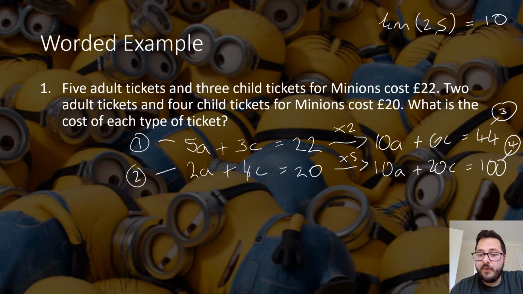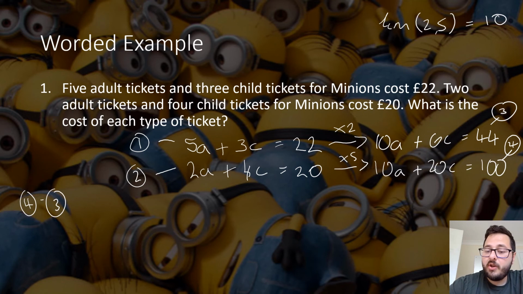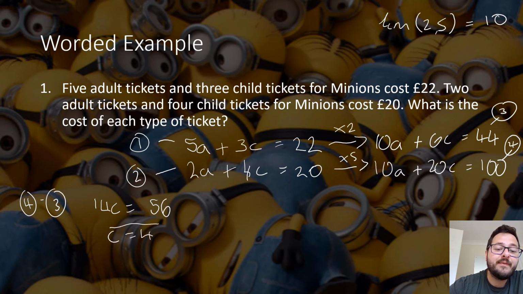Okay, now let's do 4 take away 3. So the a's are going to disappear. Then we get 20 minus 6, which is 14c. And 100 minus 44 is 56. And then divide by 14, you're going to get that c is 4. So a child's ticket is £4.